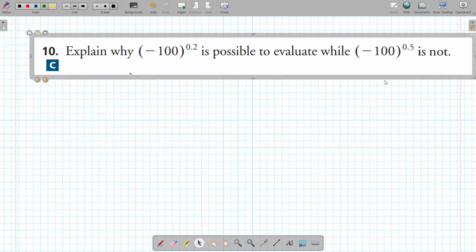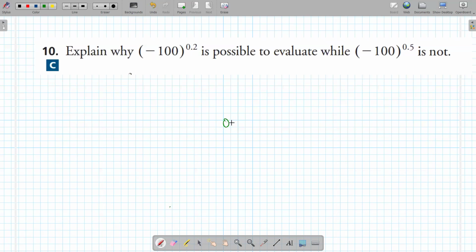Explain why this is possible to evaluate while the other one is not. Alrighty, for this one, you just have to think about it in terms of a fraction. What's 0.2 as a fraction? If you're not sure how to convert things into a fraction, just start with the decimal portion. Just start with 0.2.